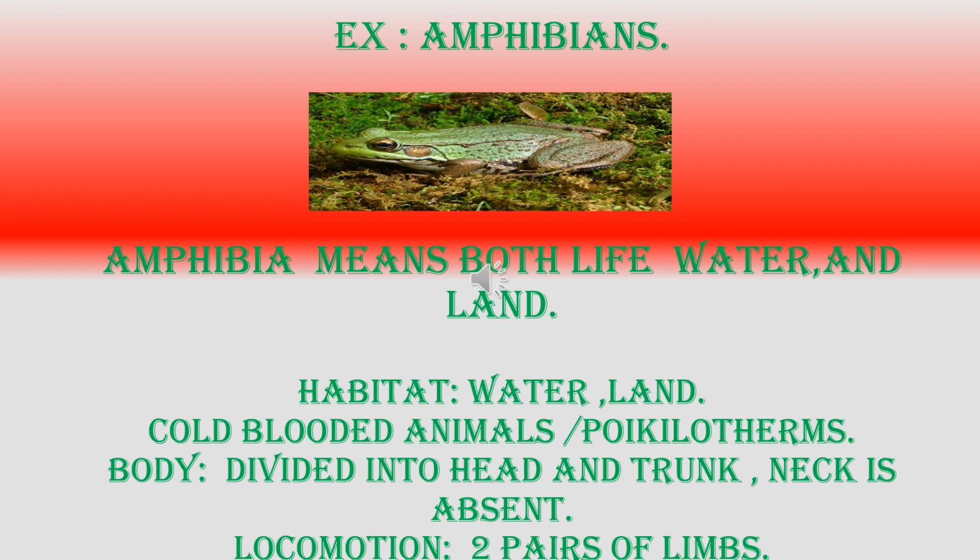The best example for the Tetrapoda is the amphibians, that is the frog. And amphibia means the organism shows life in both water and land. They are also poikilotherms and cold-blooded animals. Poikilotherms means they can change their body and blood temperature according to their surroundings. The body is divided into head and trunk, the neck is absent, and these animals show locomotion, that is movement, by two pairs of limbs.